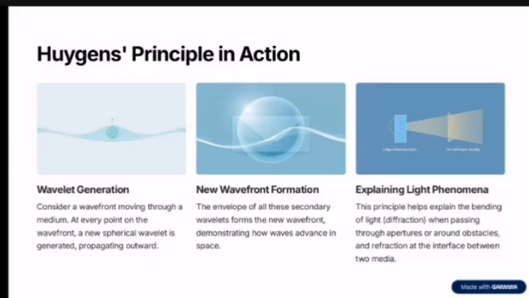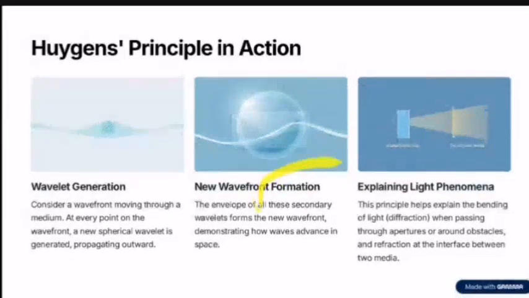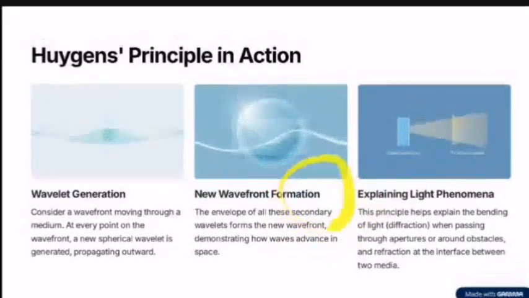So new wave front formation. Now they are saying that the envelope of all these secondary wavelets forms a new wave front. Now you have your initial wave front, then you start having on top of that wave front other small circles. If you now draw a line around these small circles, the edges of these small circles will tell you where the next wave front would be, because it would always be at the edges of these circles. Even when these are expanding, they will tell you where this new wave front will start from.